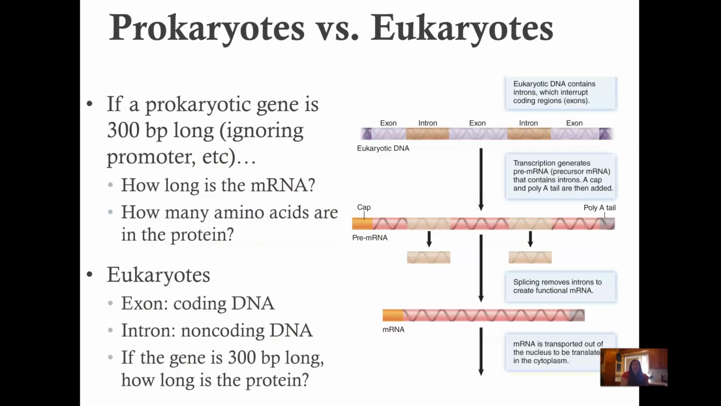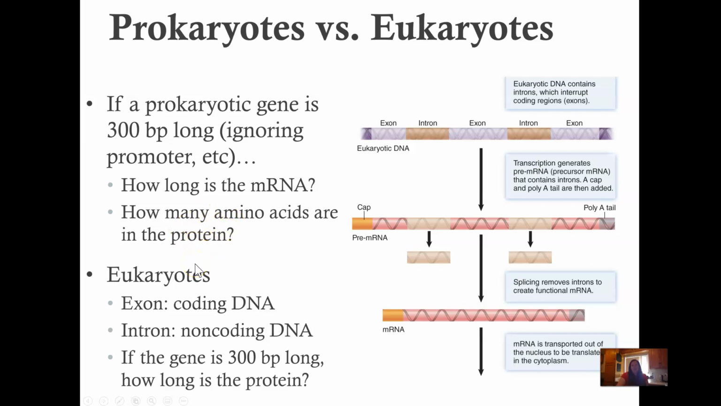So let's think about this in terms of looking at our DNA and our messenger RNA. If a prokaryotic gene is, let's say, 300 base pairs long, and let's ignore the fact that we have a promoter region and so on, the messenger RNA transcript is also going to be 300 base pairs long. However, we can't really predict how many amino acids are in the protein because it could code for multiple proteins. It could code for one protein, or it could code for 4, 5, 6 proteins. So we don't necessarily know how many amino acids would be in any given protein.